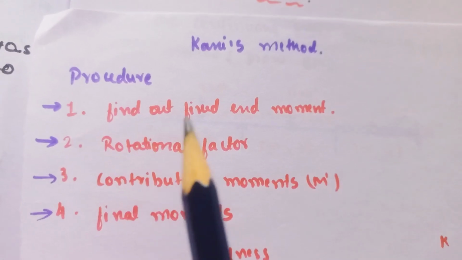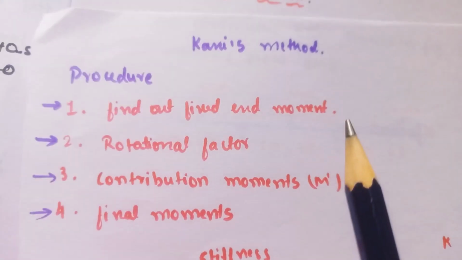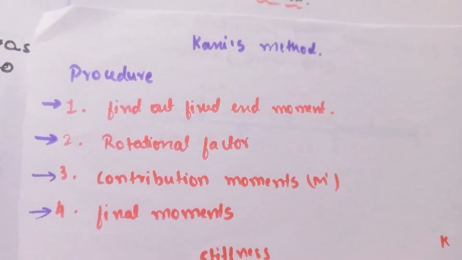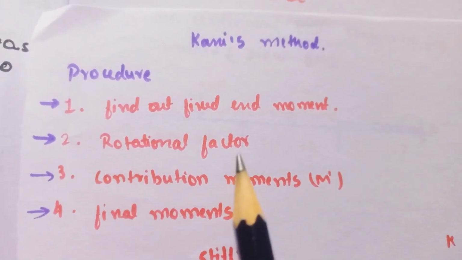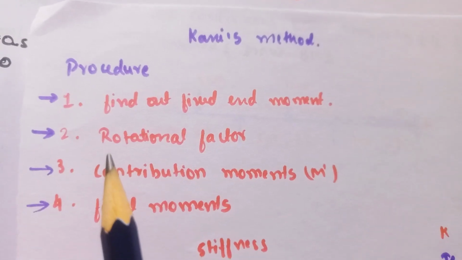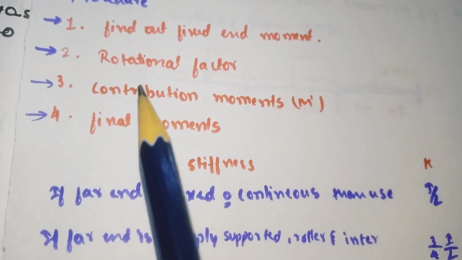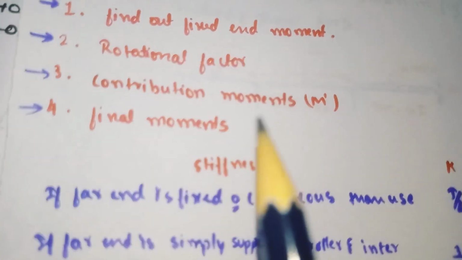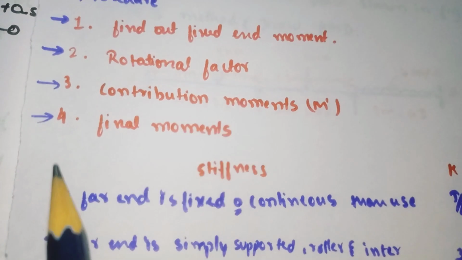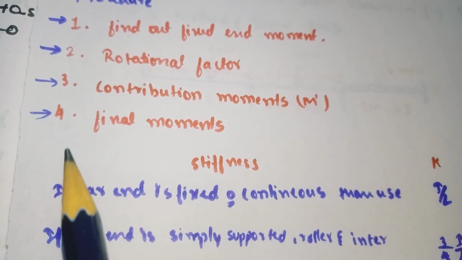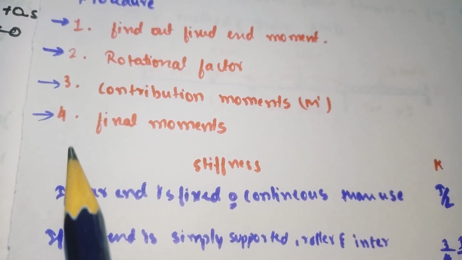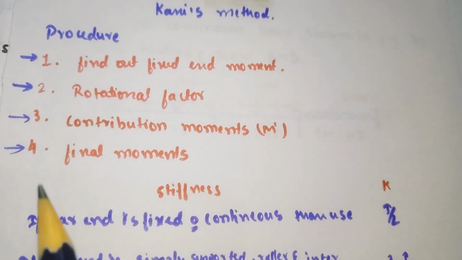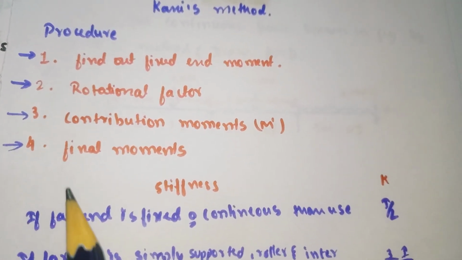First step is to find out the fixed end moment. We have already seen this method in the slope deflection method as well as the moment distribution method. This method is the same. Second is the rotation factor. By solving, I will show you how to calculate this rotation factor. Third step is the contribution method, also called the rotational moment. While analyzing I will tell you how to do this. And the fourth step is to find out the final moment. Now we'll see the steps one by one by solving one problem.